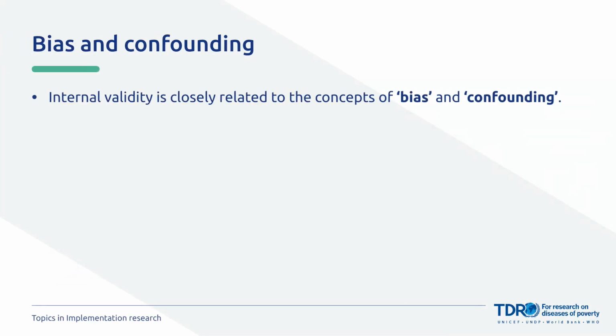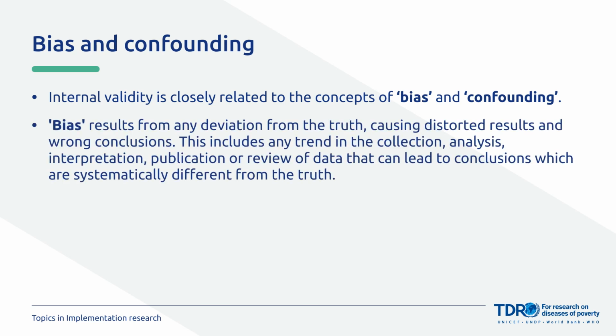Internal validity is closely linked to concepts like bias and confounding. Bias refers to any deviation from the truth, leading to distorted results and incorrect conclusions. This can occur during data collection, analysis, interpretation, publication, or review, resulting in systematically different conclusions from reality.